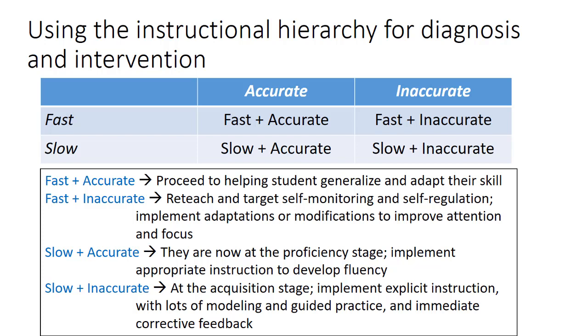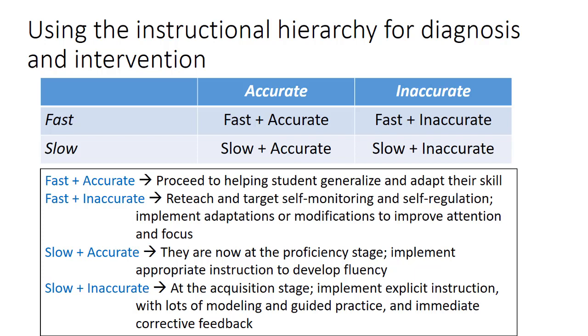To use the instructional hierarchy to diagnose students' learning deficits and to identify the appropriate kind of intervention, consider the interaction between the accuracy and the rate at which students perform a skill. After determining the stage a student is at, educators can implement the corresponding instructional method that was discussed on the previous slide. For instance, if a student is slow and inaccurate, the student is at the acquisition stage.